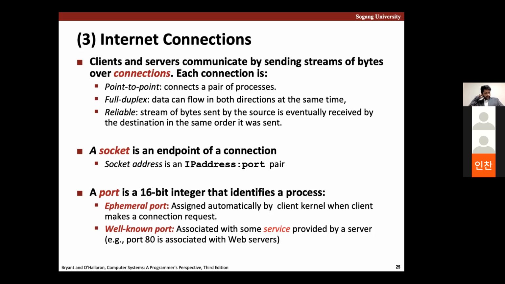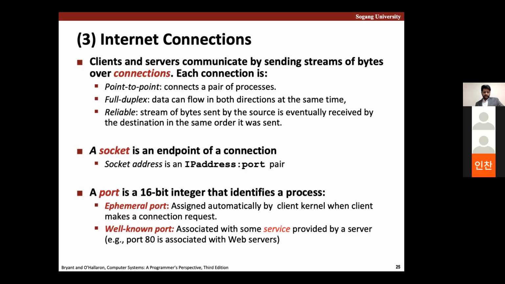So a socket is an end-to-end point of connection, and the socket address is always defined as an IP address colon port number pair. So it's actually a pair: IP address and port. Each socket has its corresponding socket address, and it consists of an IP address and a 16-bit integer port, and it's denoted by the notation address:port, so it's actually a pair.